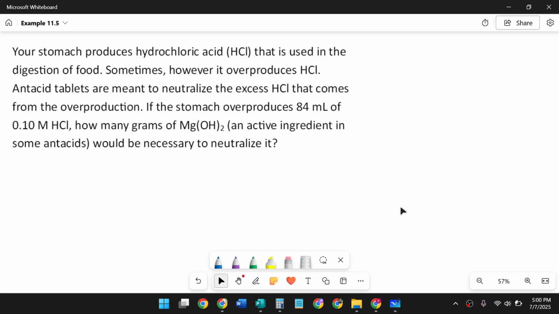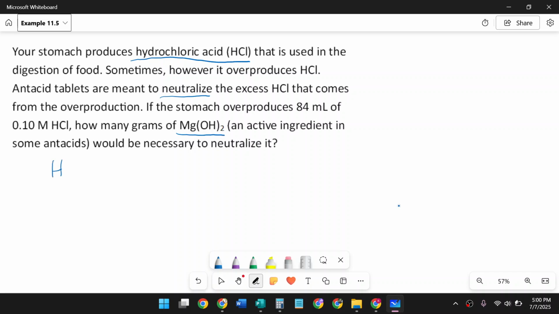If the stomach overproduces 84 milliliters of 0.10 molarity HCl, how many grams of MgOH2, an active ingredient in some antacids, would be necessary to neutralize it? So this is a lot of words. Let's break it down. We're talking about this acid, HCl, and neutralizing the excess HCl, and we're going to use this to neutralize it. So those are the pieces that we're starting with.